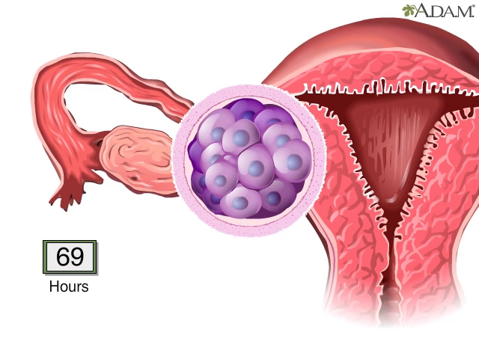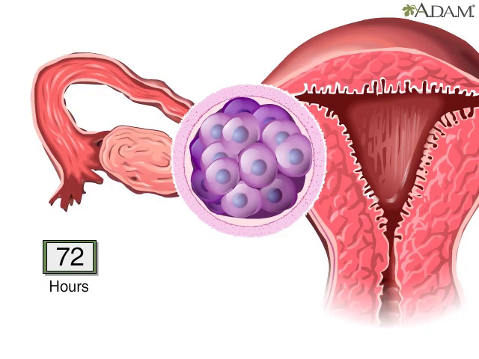And at the end of 3 days, the fertilized egg cell has become a berry-like structure made up of 16 cells. The counter changes to 72 hours. The cells divide again and are labeled 16-cell stage.